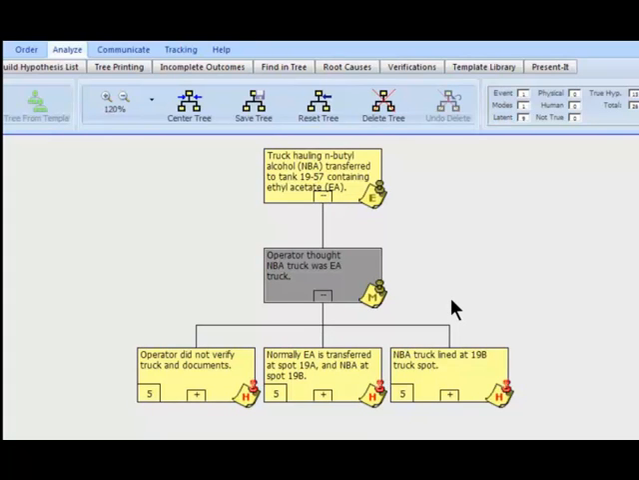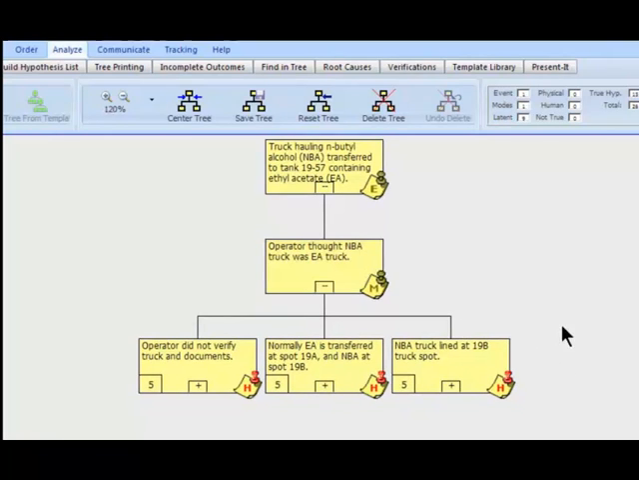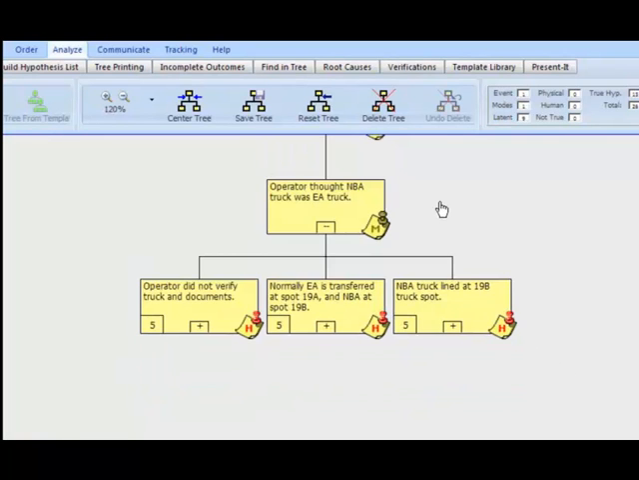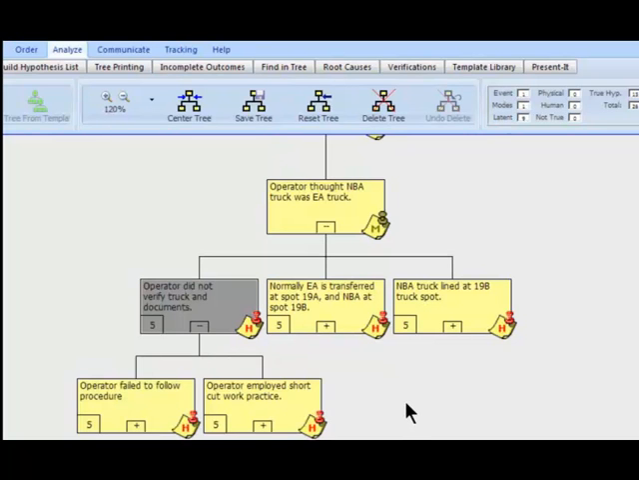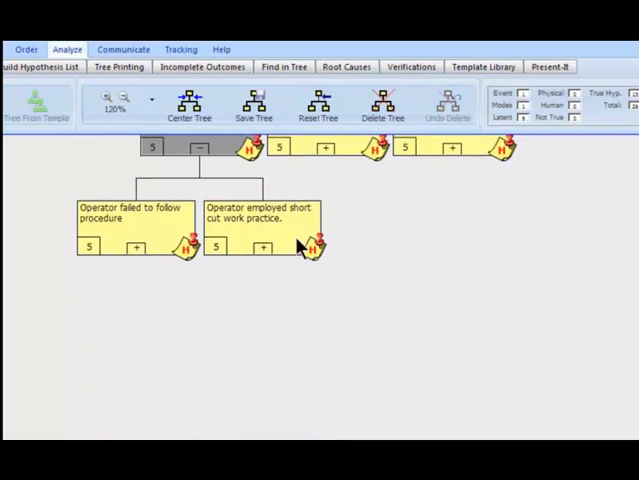Normally, the EA is transferred at spot 19A and the NBA at spot 19B. The NBA truck had been lined up at 19B truck spot. Okay, we know all of these to be true, so now we have to look at how could they happen. How could the operator not have verified the documents? The operator failed to follow the procedure, and the operator employed shortcut work practices.